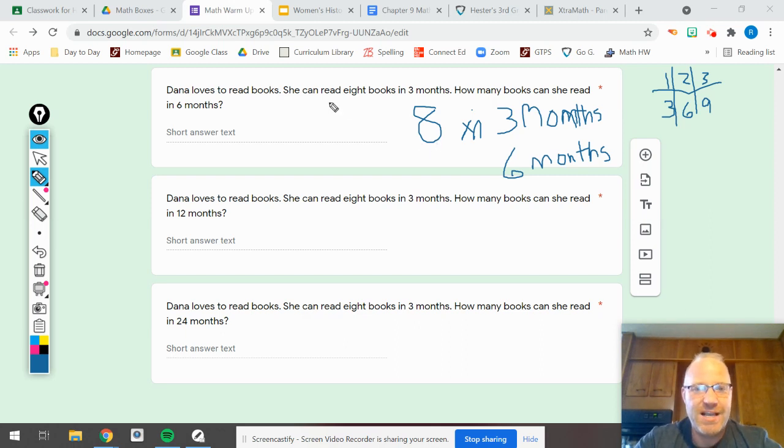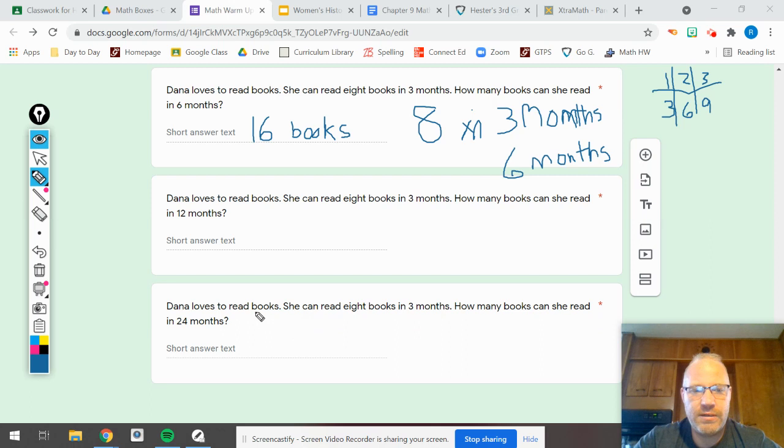That's why I'm home. So 3 times 2 equals 6, which means that 8 times 2 equals 16. So 16 books. So you need to do the same thing for the rest of this. You need to decide what the rule is. So 8 books in 3 months. What about in 12 months? So 3 times what equals 12? 3 times 4. So 8 times 4 equals how many books?